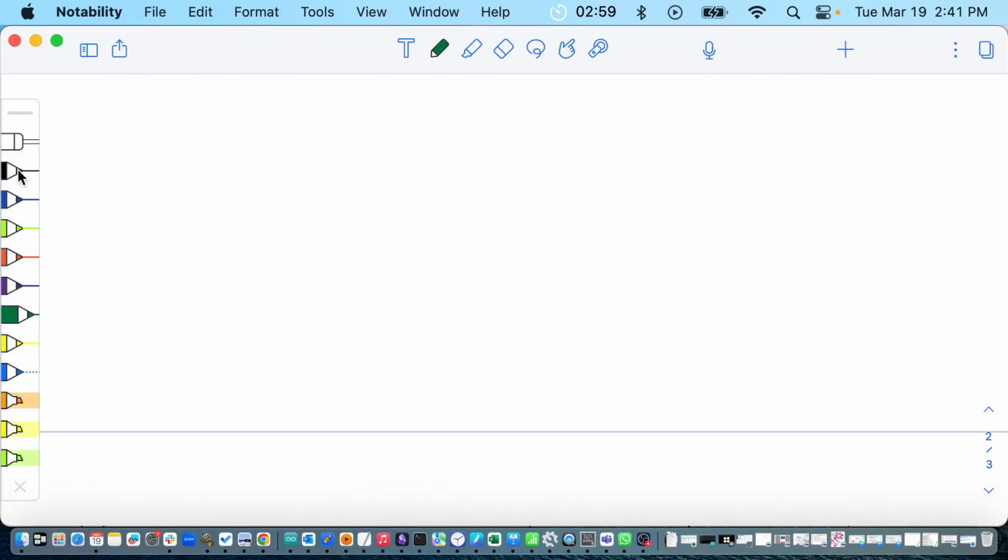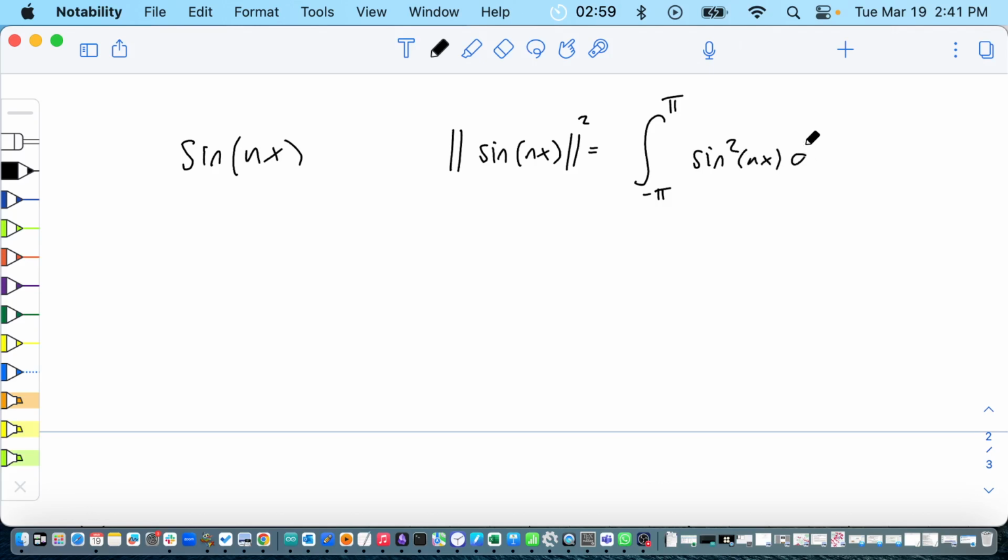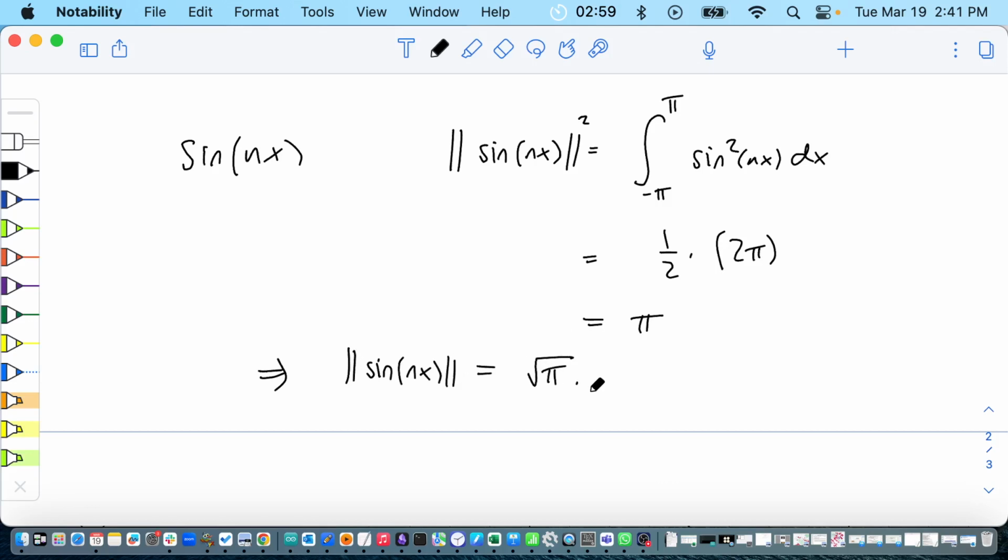So we're working on the function sine of nx, and the norm in L2 of sine of nx. Well, the norm squared is equal to the integral from minus pi to pi of sine squared of nx dx. The average value is a half, and the length of the interval is 2 pi. So the norm squared is pi, and therefore the norm of sine of nx is always square root of pi, because the norm squared is pi. But this is all in L2 of minus pi to pi. So very good. So it's not going to 0. Almost everybody got that.